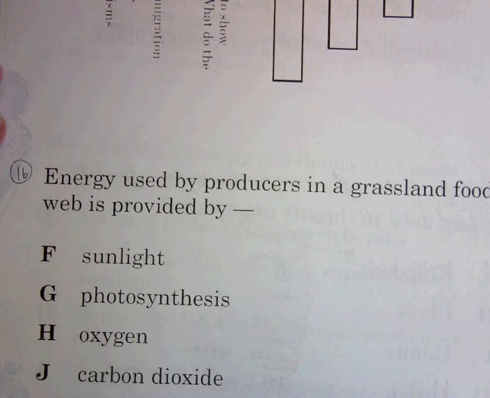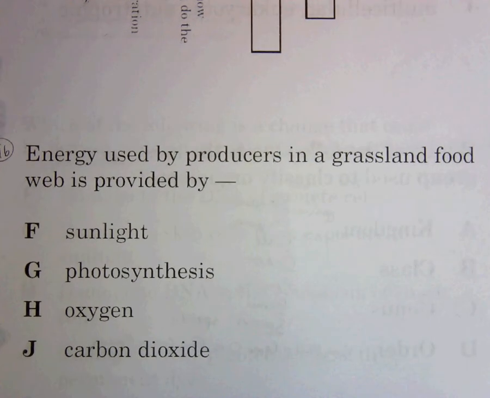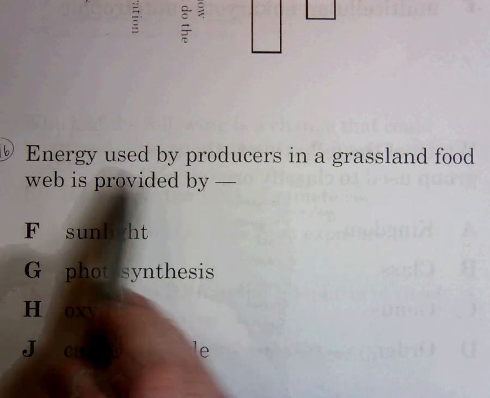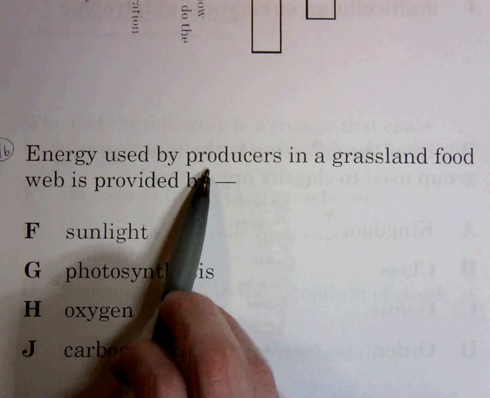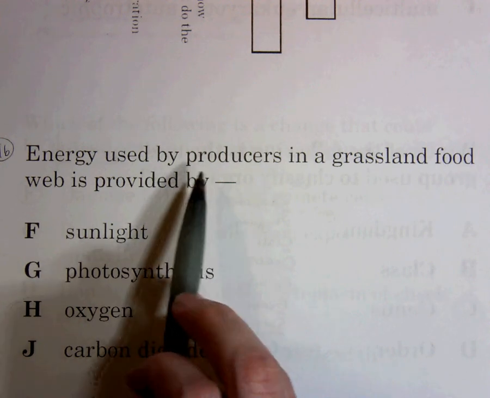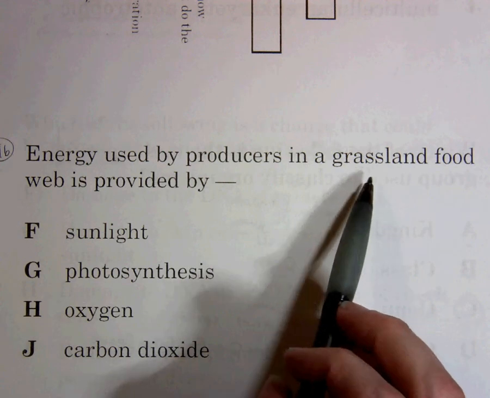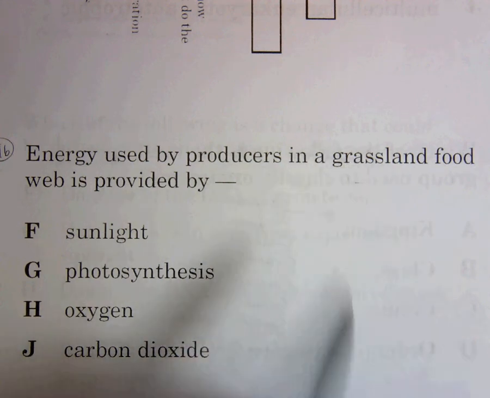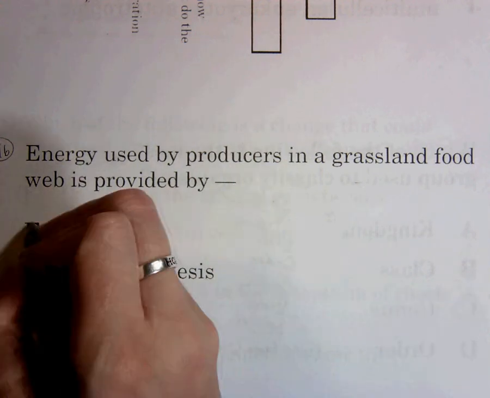Number 16 says, energy used by producers in a grassland food web is provided by. Well, where does the energy come from that is used by our producers? Our producers are our green plants or algae. So if we're talking about a grassland, we're going to be talking probably mostly about grasses. So where do grasses get their energy that they use? Well, grass gets their energy from sunlight.